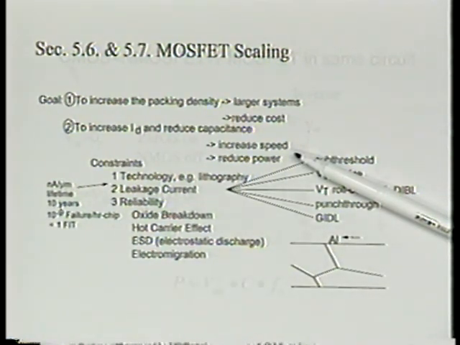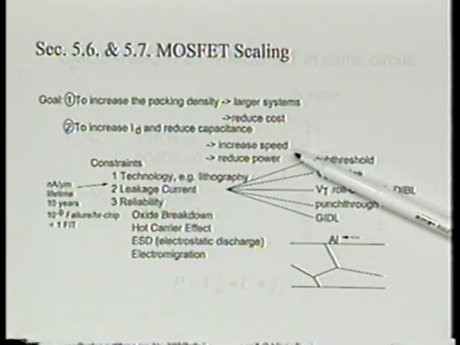And by the way, when we say reduce the capacitance, we don't just mean reduce the capacitance of the transistors. Making transistors smaller indeed reduces the capacitance of the transistors, but it also reduces the capacitance of the interconnect. Do you see why? Because if you make transistors smaller, the circuit is smaller, and the interconnect becomes shorter.